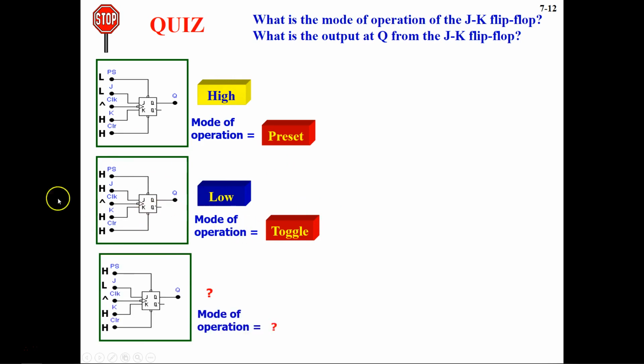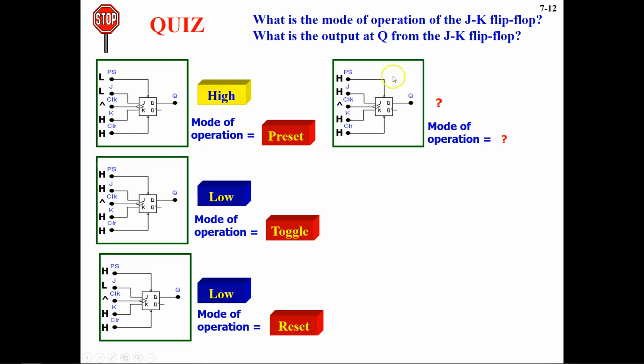And then let's see after this what will happen. We have preset and clear both high, so again synchronous mode, and then we will look for J and K. So J is low and K is high, and then you have a high to low input clock going in. So in this mode of operation, your output is again going to remain low, and if it is low then this will be your reset state. Okay, so you have the reset state here.